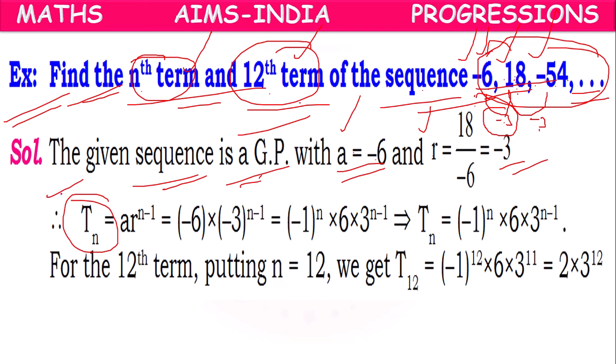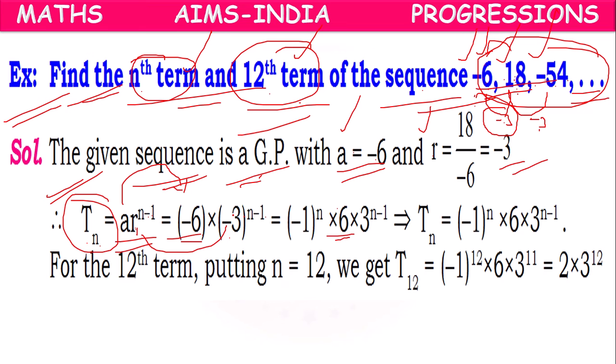Then the formula for the nth term is Tn equal to a into r power n minus 1. In the place of a, we can keep minus 6. In the place of r, we can keep minus 3, power n minus 1. So here, a value is minus 6.